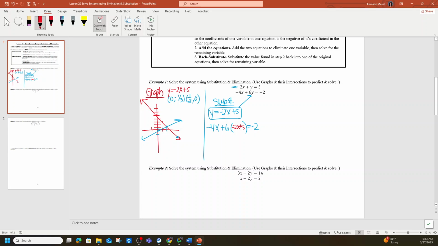Good. I know we don't focus on systems in Math 3, so it's probably feeling like it's been a minute for some of us. So negative 4x minus 12x plus 30 is equal to negative 2. What does that simplify to? So negative 16x. Do you care if I minus the 30 over right now? And then are we all on the same page?